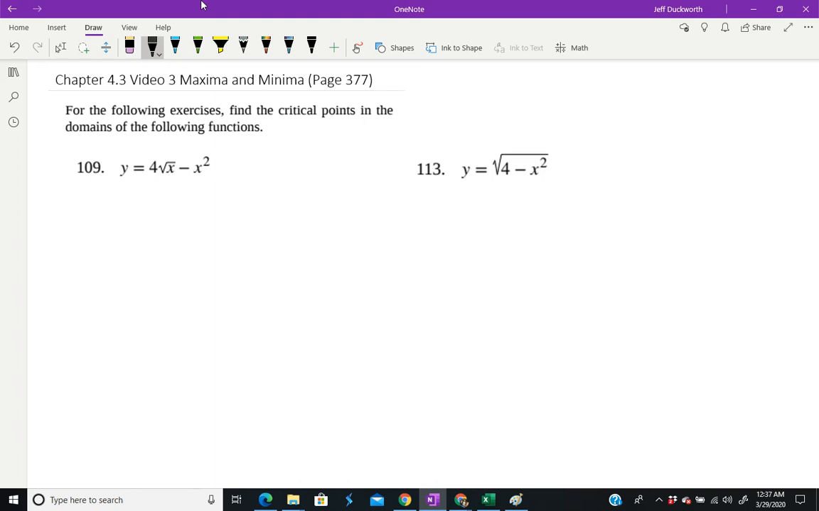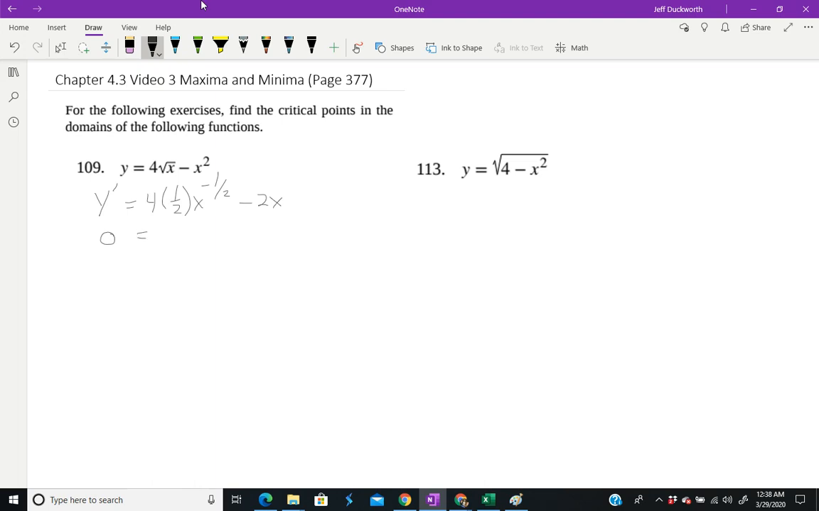So number 109, we're going to take the derivative of this. So root x is really x to the 1/2 power. So we've got 4 times 1/2 times x to the negative 1/2 when we do the derivative of that. And derivative of x squared is just 2x, right? Okay. Our derivative of negative x squared is negative 2x. So we have to set this equal to 0.